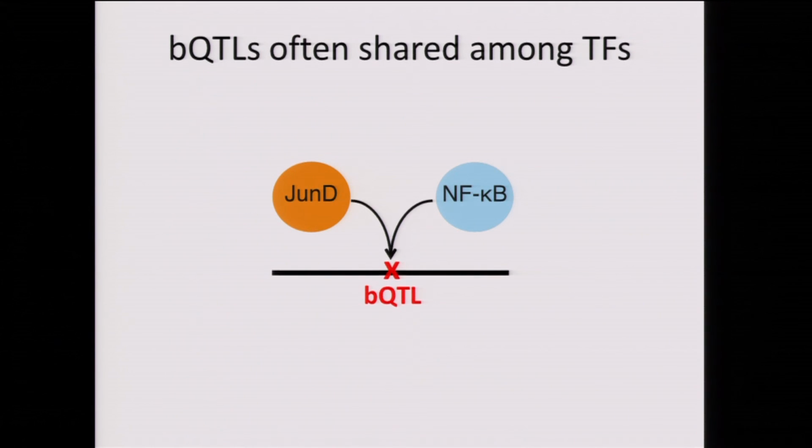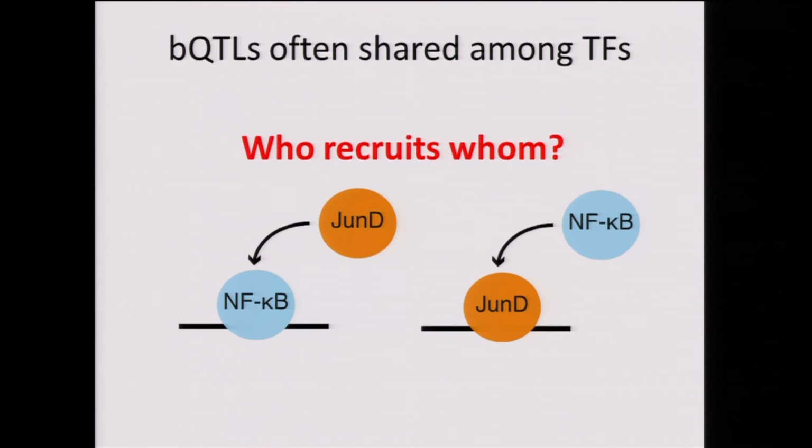One thing we observed was that many of these bQTLs are significant for multiple factors. So we might see one SNP associated with the binding of multiple TFs, and one question that we wanted to ask then was, what is actually happening here in terms of causality? Who is recruiting whom to these binding sites? Is it NF-kappa B recruiting JUN-D or vice versa?